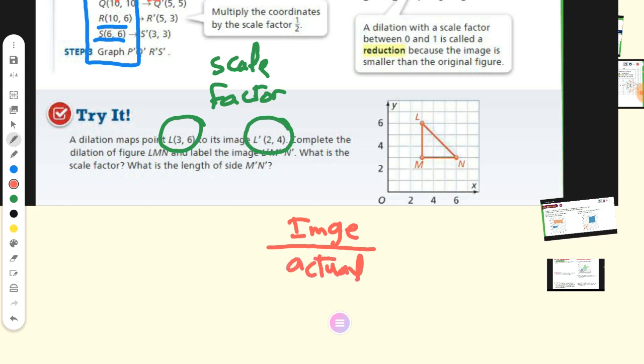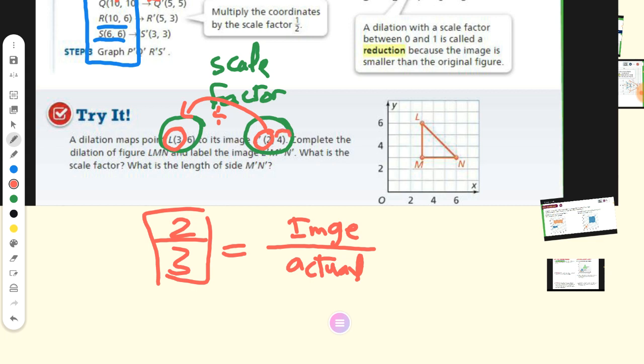The coordinates of the new image over the actual one. Let's take an example: the coordinate of x is 3 and 2. It will become 2 over 3. Okay, so it's 2 over 3. This is the scale factor.